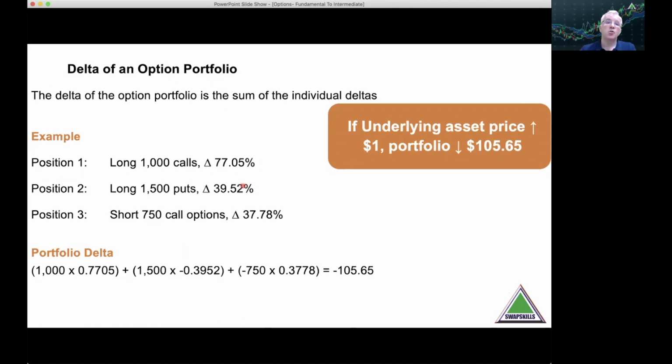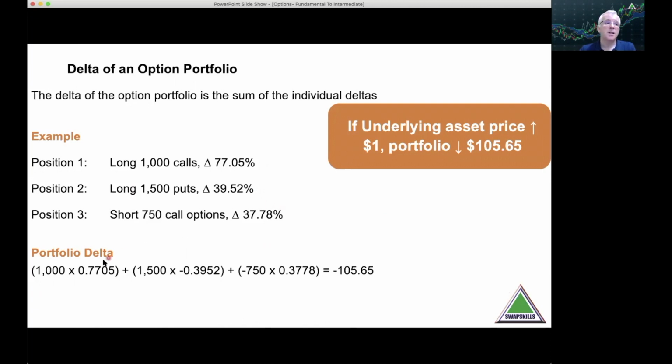And finally, I'm short 750 call options. Now, if you're short a call option, what's going to happen? That means that if the market goes up in value, you've got a problem. Because instead of being long the call option, you're short. So if the market goes up, you've got a problem. And I can see the delta, the price sensitivity on each of these three positions.